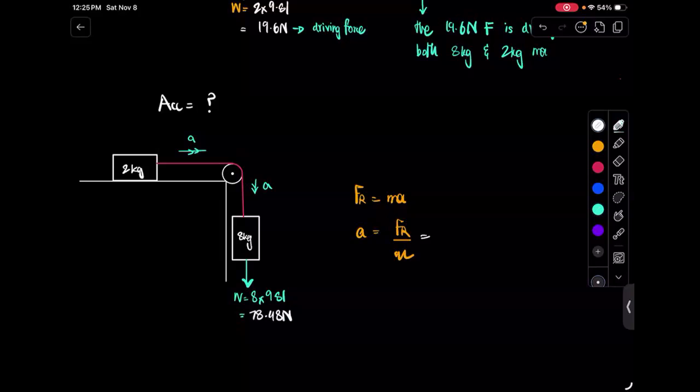That is 78.48 newtons. Okay, I figured out what the resultant force is. This is the driving force. There is no other force in the system at the moment. Okay, resultant force, I found it, 78.48 newtons.